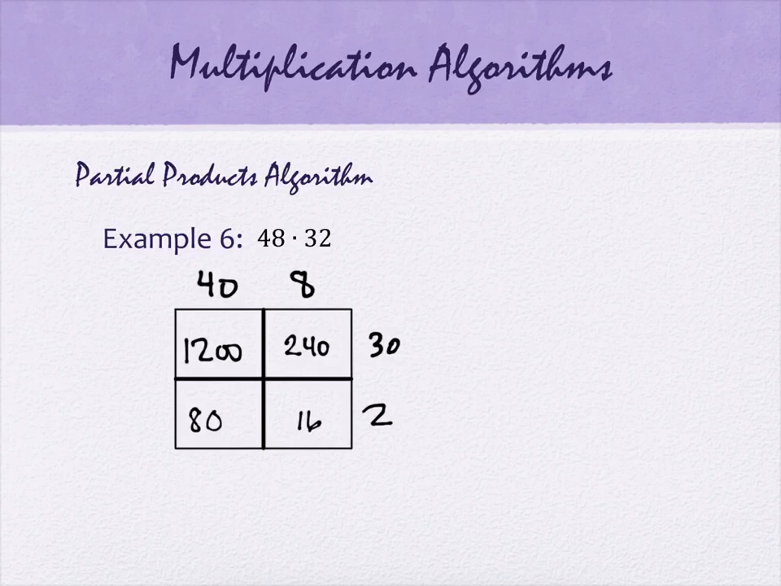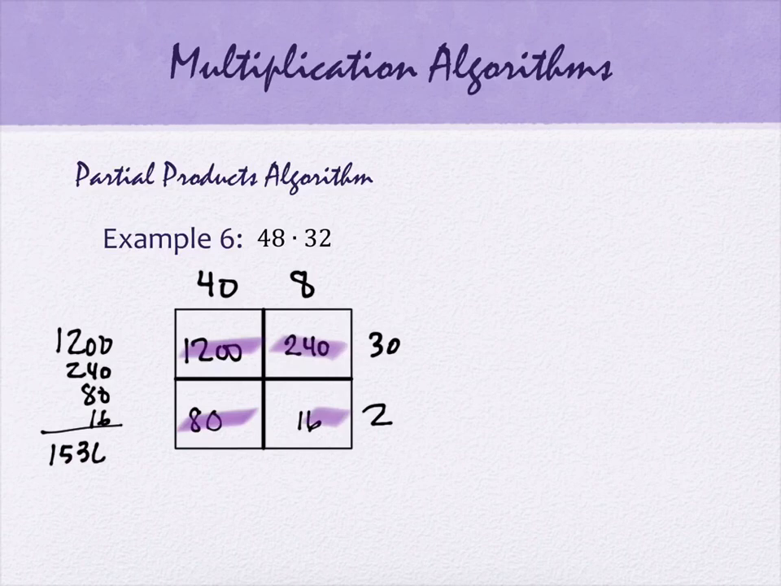And then what I do is I add up all the values that are inside the box. Now you can write them separately to do that if you wish. If you can do that without having to write them separately, that's fine too. But we have 1,200, 240, 80, and 16. And if we add those up, which we've looked at a lot of strategies for adding them up already, we will end up with a sum of 1,536.